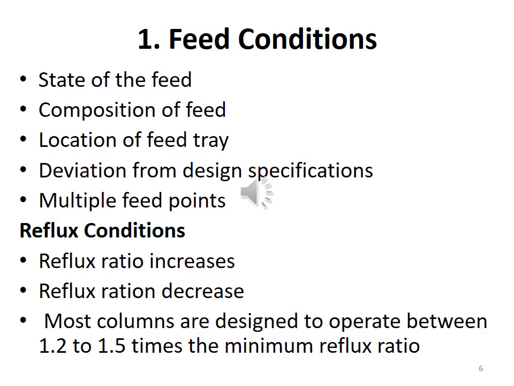required for better efficiency. On the other hand, if the reflux ratio is decreased, then a larger number of trays will be required to meet the requirement of the separation efficiency. So most columns are designed to operate between 1.2 to 1.5 times the minimum reflux ratio, because this is approximately the region of minimum operating cost. More reflux means higher boiler duty.